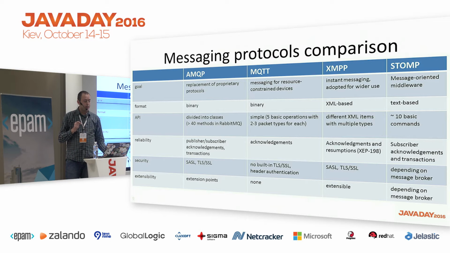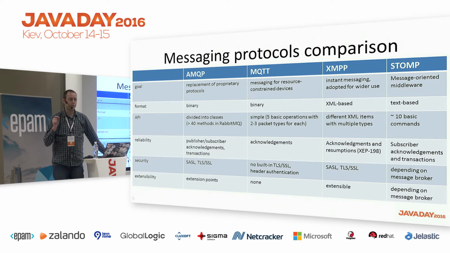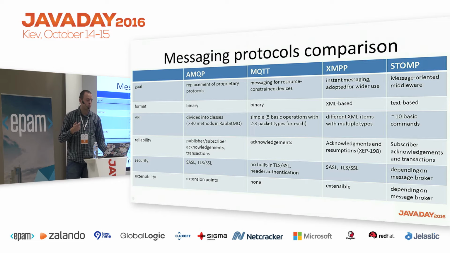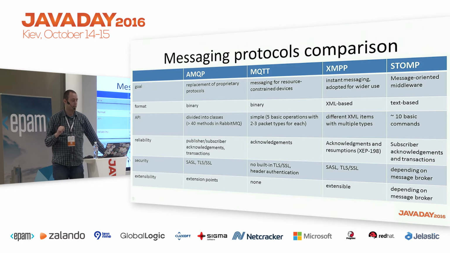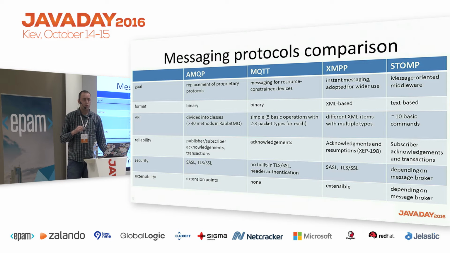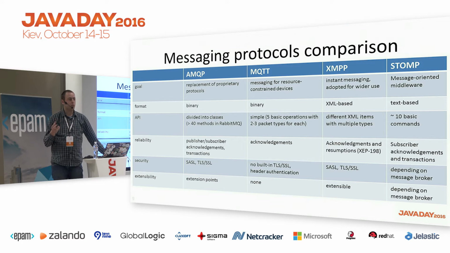In terms of API, AMQP is divided into different types of classes that, for example, allow you to create some types of items in the message broker, to send a message, or to subscribe to the message broker. And it has about 40 methods in the RabbitMQ implementation. On the other hand, MQTT is fairly simple, and this brings a lot of limitations. MQTT lacks a lot of operations that are provided, for example, in the AMQP protocol.